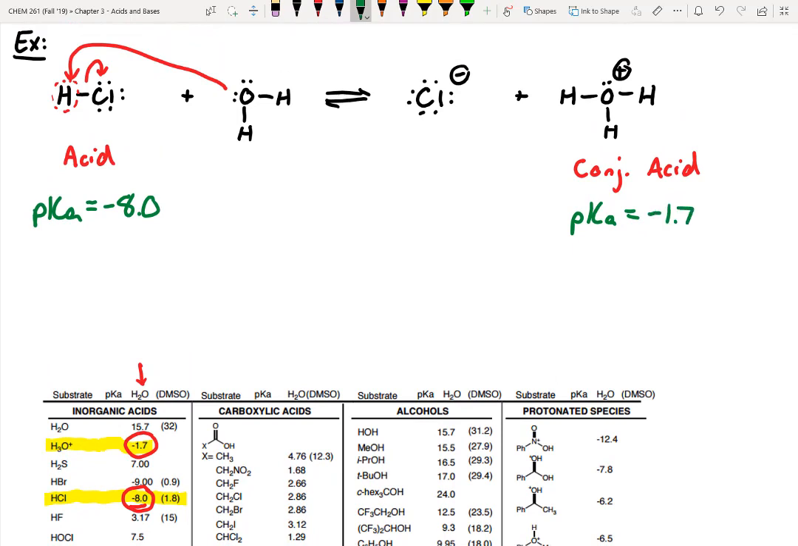All right, so now the question again is, which of these acids is more acidic, HCl or hydronium? HCl, it's more negative, right? Meaning a smaller or lower value. So that means that this must be more acidic due to the lower pKa.